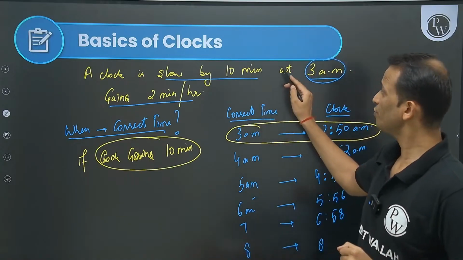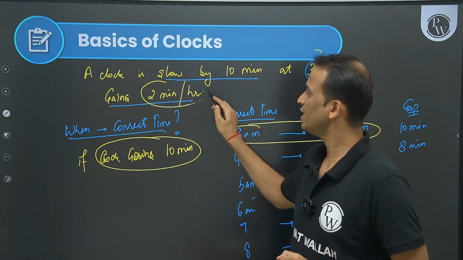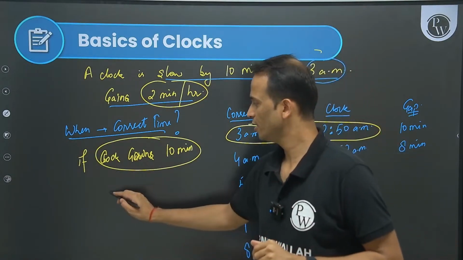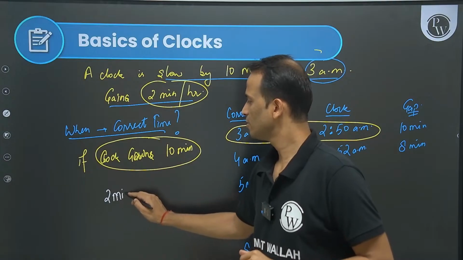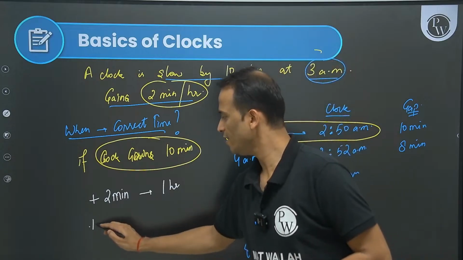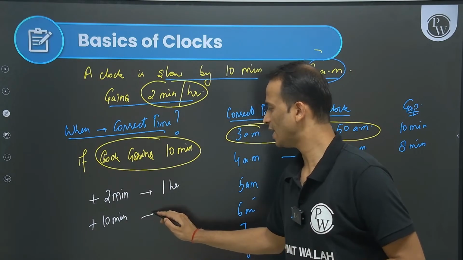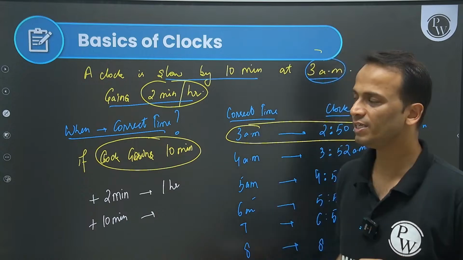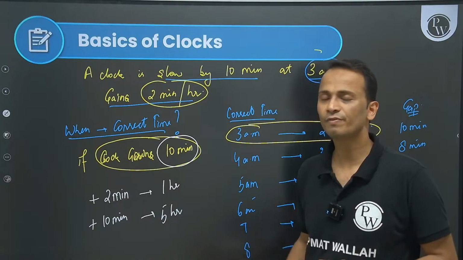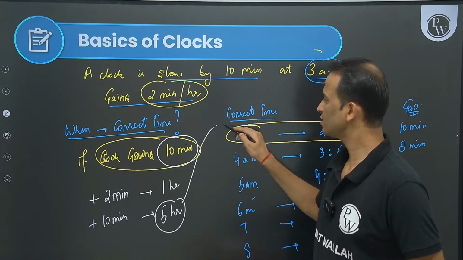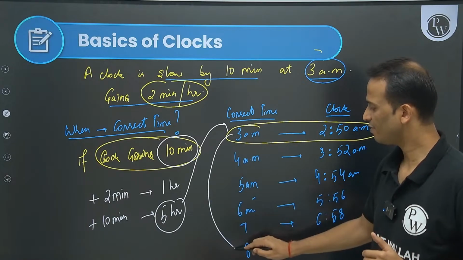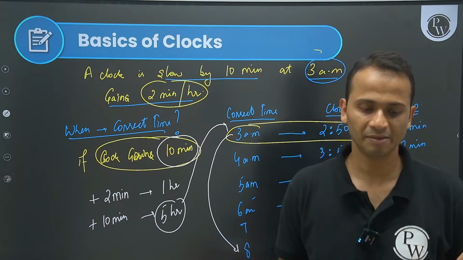Okay, now the rate of gain is 2 minutes in 1 hour. How much does it gain in 1 hour? 2 minutes. So it gains 2 minutes in every hour. So to gain 10 minutes, how many hours will it take? If it gains 2 minutes in 1 hour and I want it to gain 10 minutes, how many hours will it take? 5 hours. So 5 hours after 3 AM should be the correct answer of this question. So add 5 hours to 3 AM, you will get 8 AM as your answer.